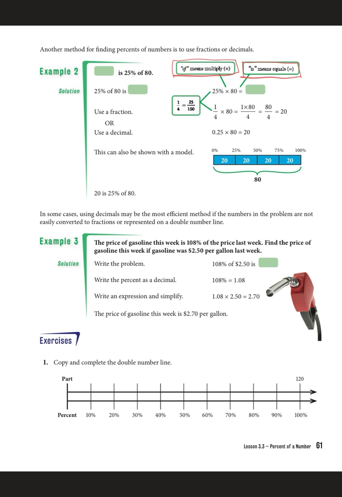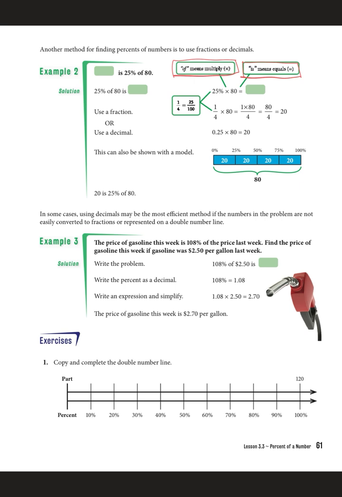On the bottom, it says, in some cases, using decimals may be the most efficient method if the numbers in the problem are not easily converted to fractions or represented on a double number line. So this is the way I do it. And like I said, converting everything to decimals makes it a little bit easier for me, and it's a little bit easier for me to explain, so that's why I stick with it.